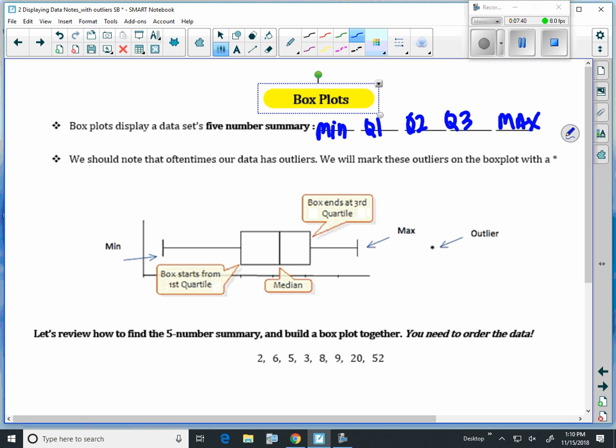Take a look here. This is how you draw it. The first thing you do is put a line at quartile 1, quartile 3, and quartile 2. And that's what makes your box. Then you plot your max and your minimum.